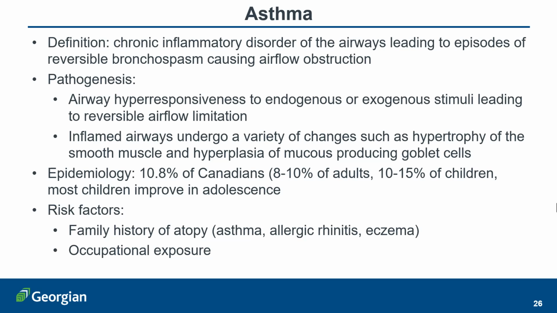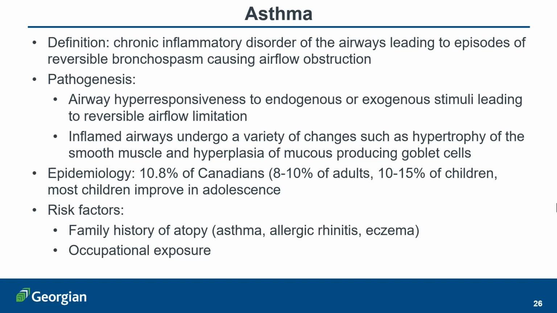The inflamed airways will ultimately, over a period of time, undergo a variety of changes, such as hypertrophy of the smooth muscles and hyperplasia of the mucus-producing goblet cells. Approximately 11% of Canadians, that's quite a bit, do have asthma. But fortunately, most children do improve in terms of their clinical manifestations as they progress towards adolescence and beyond.